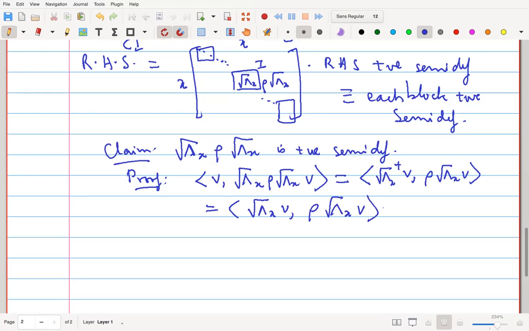Now remember, rho was a positive semi-definite matrix. So if I take any vector w and multiply it on the left and the right, I'll get a positive number. In particular, my w is of the form square root lambda x times v. So no problem, this is greater than or equal to 0. That finishes the proof. So this is a positive semi-definite matrix. Each block is positive semi-definite, and the overall trace is 1. So what I've got is a density matrix on the system C I.